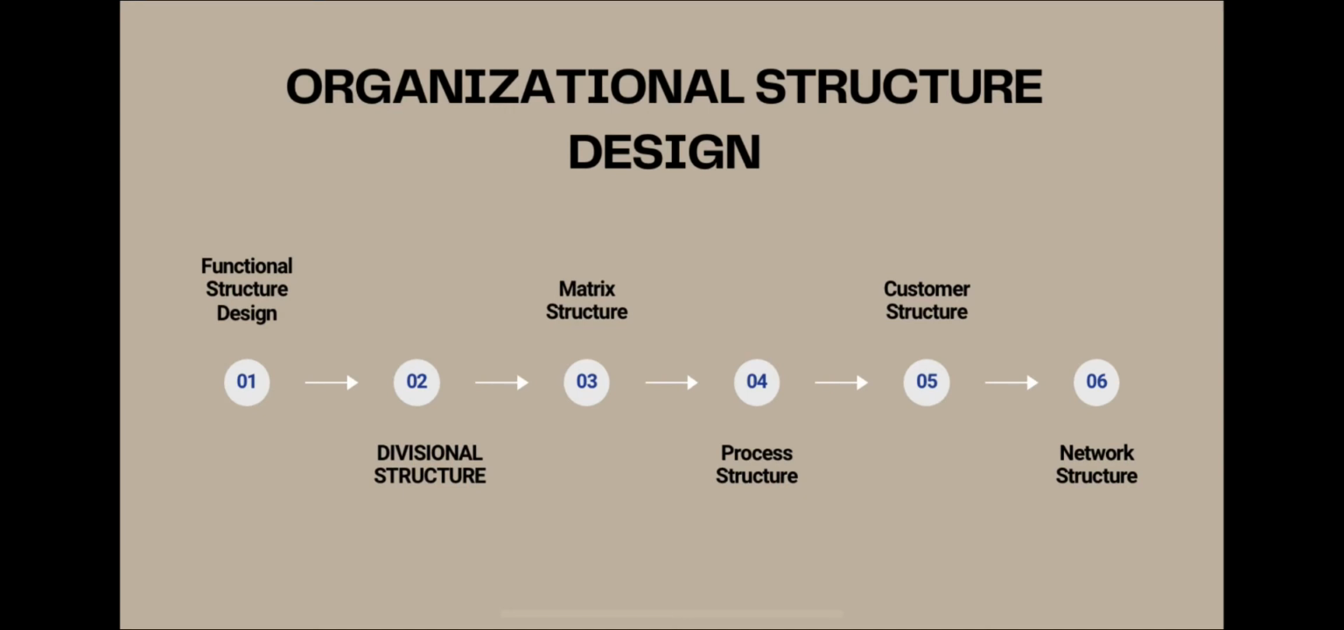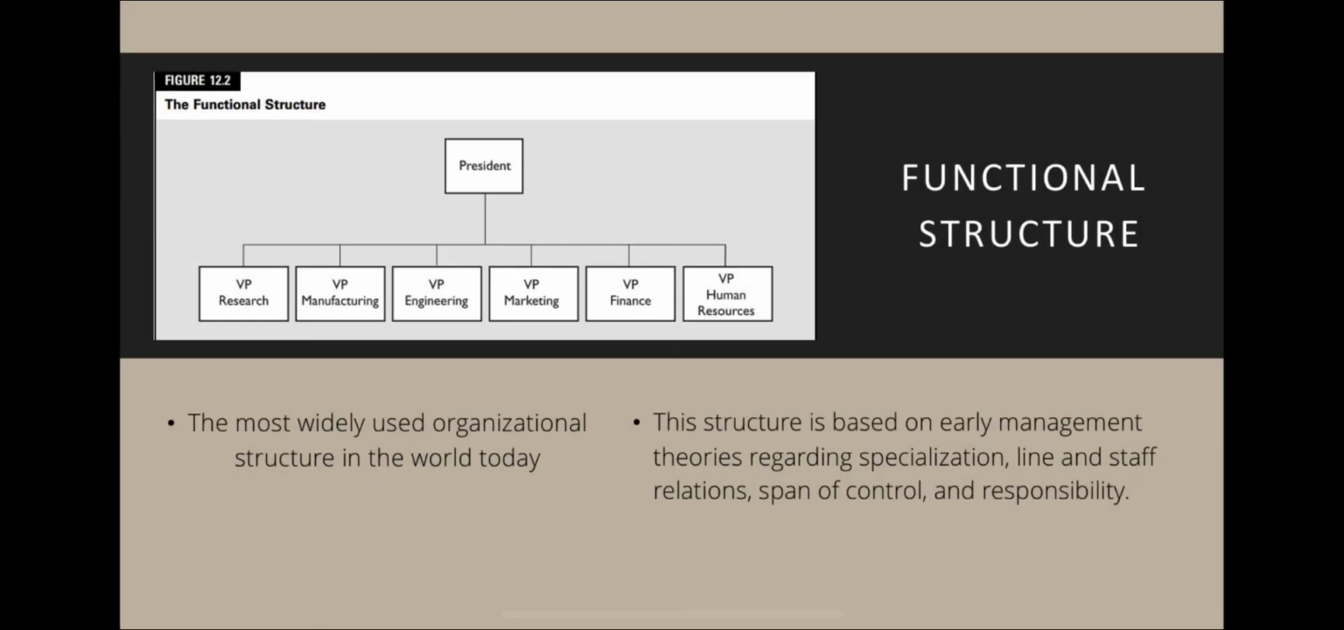Organizational structure design. First one, functional structure. Second one, divisional structure. Third one, matrix structure. Fourth one, process structure. Fifth one, customer structure. And the last, sixth one, network structure. Functional structure. The most widely used organizational structure in the world today. This structure is based on early management theories regarding specialization, line and staff relations, span of control, authority, and responsibility.